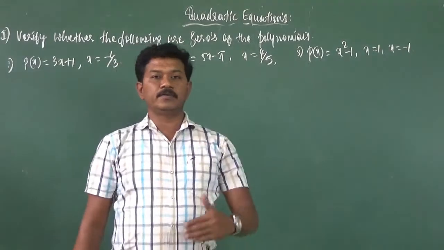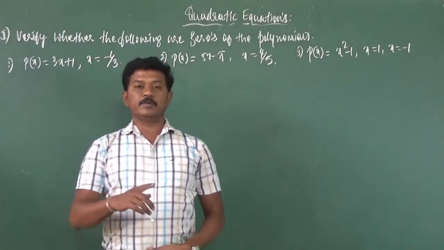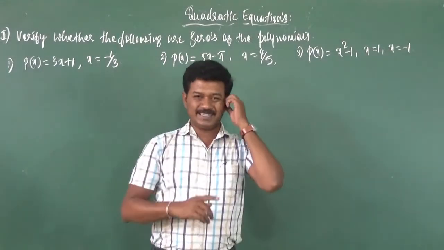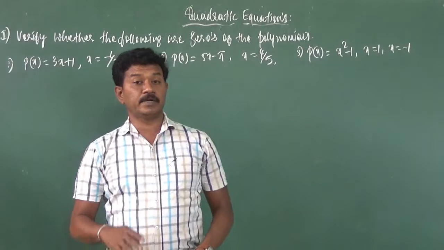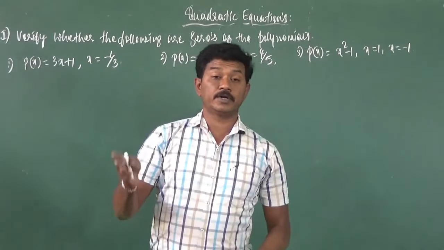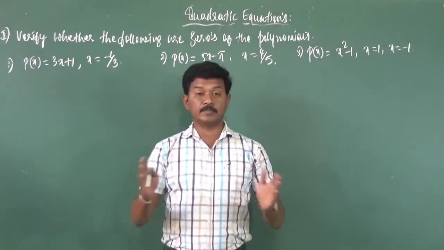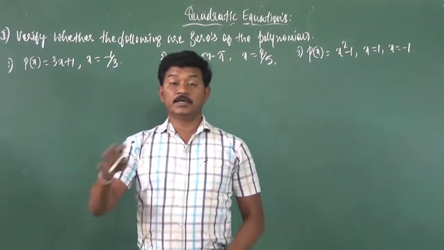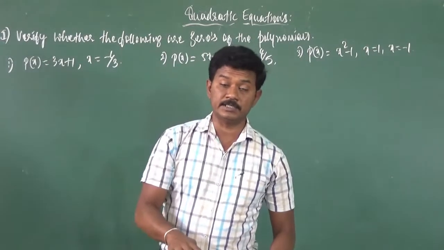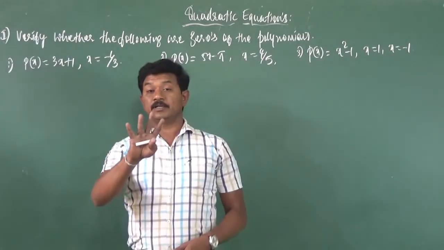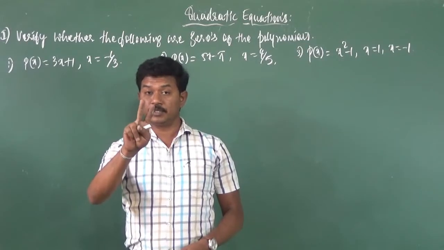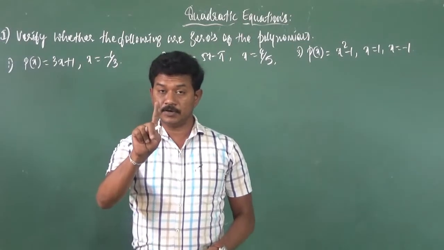At this moment, we will have to recall that a linear polynomial has at most 1 zero. A quadratic polynomial has at most 2 zeros. A cubic polynomial has at most 3 zeros. And a biquadratic polynomial has at most 4 zeros. At most 4 zeros means we may have 4 zeros. It may also have 3 zeros, 2 zeros, or 1 zero also.